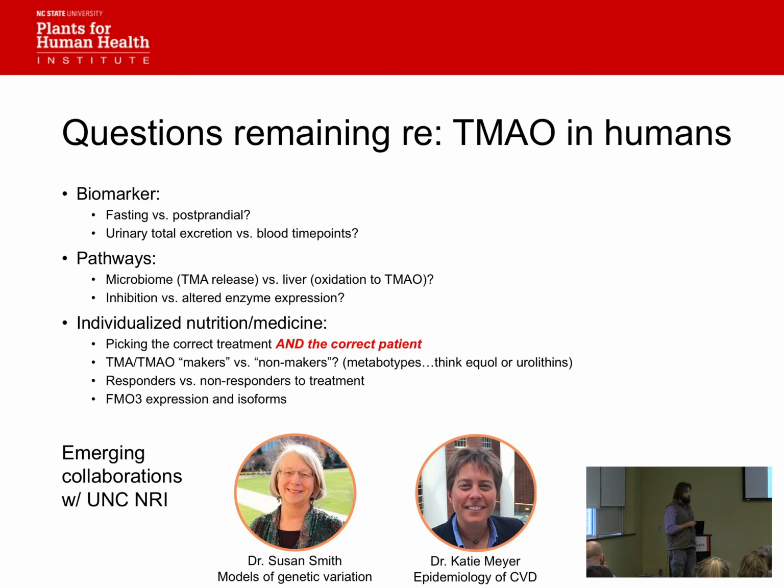If you're familiar with the Equol story from 10 or 15 years ago, people that produce Equol versus those that don't from phytoestrogens or urolithins. I know Colin and Marianne do some work with this. There are metabotypes. Some people make them, some people don't, okay? Are we able to target people that are susceptible to responding to our treatment? I'm actually engaging in emerging collaborations with two of our neighbors next door, Dr. Susan Smith and Dr. Katie Meyer, who have existing interests in these areas, so it's been highly synergistic, and I think we're going to be able to address some of these questions, okay?